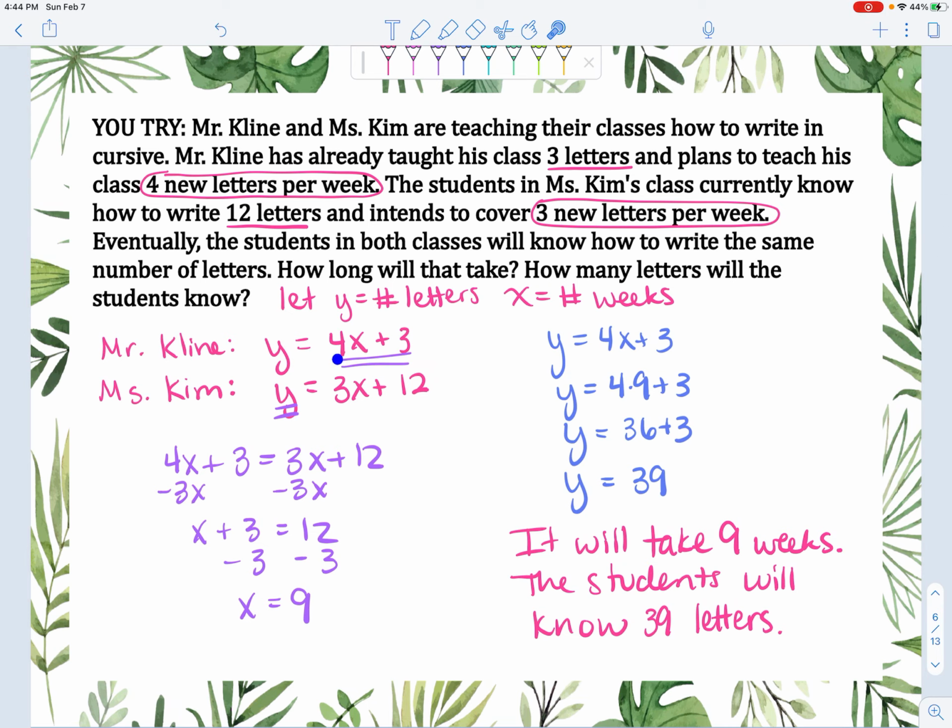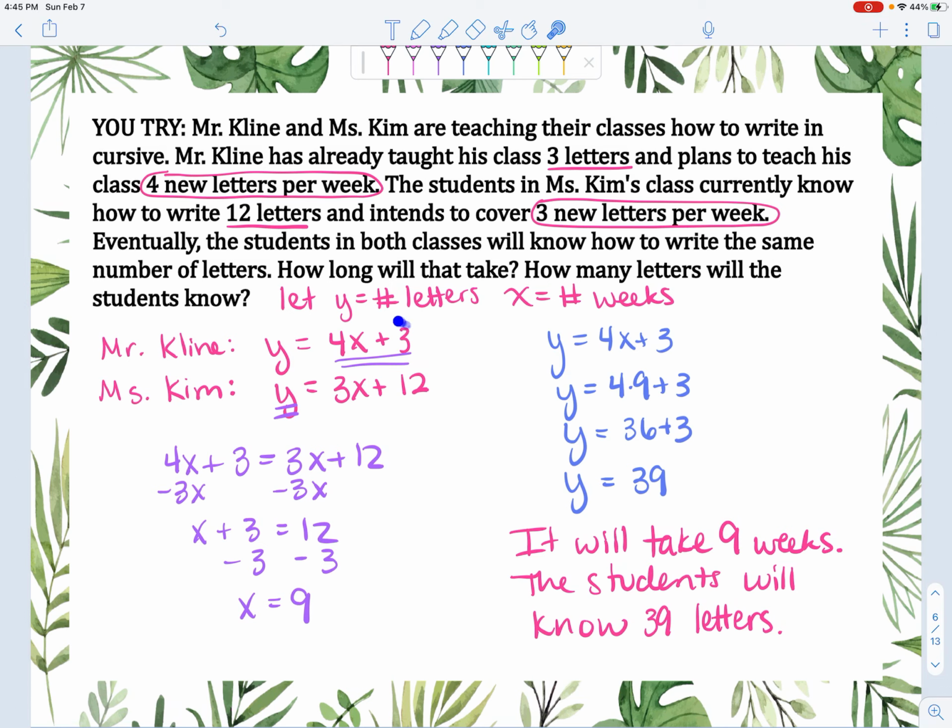For Mr. Klein, his rate is 4 new letters per week, so that's my slope. And they already know 3 letters, so that's my starting value, so that's the b value. For Miss Kim, her rate is 3 letters per week, so that's the rate, that's the slope. And then the 12 was the starting amount, so that was the b value.